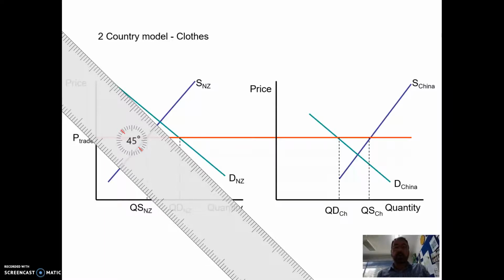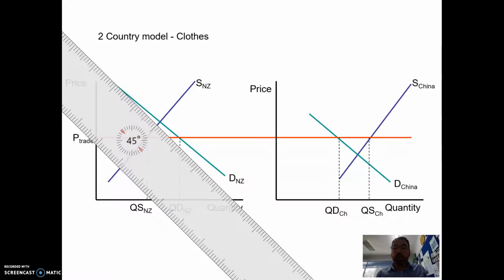Quick Eco Tips. Today we're going to have a look at the two-country model, which is in the trade unit of Level 2 Economics. In front of you, you can see a typical two-country model. On the left-hand side, we have New Zealand's clothing market. On the right-hand side, the Chinese clothing market.